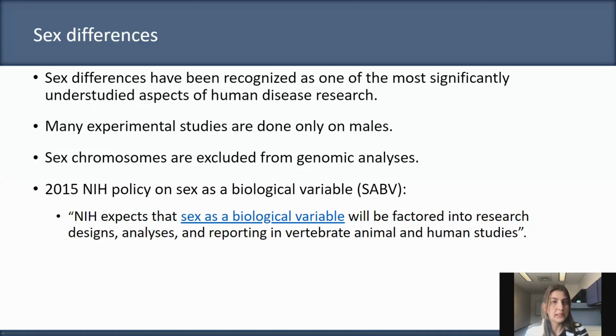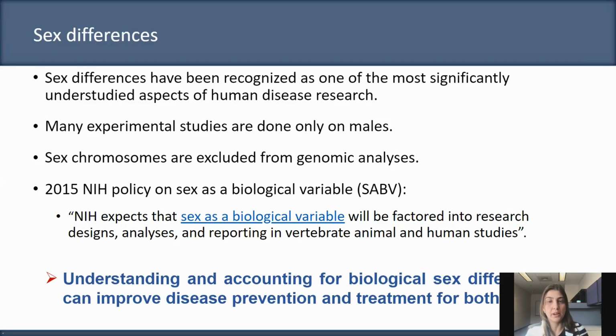So in 2015, the NIH introduced a new policy where they stated that sex as a biological variable will be factored into research designs, analysis, and reporting across all studies. And if we're able to really account for sex and also to understand the molecular mechanisms associated with these sex differences, we can think that we will be able to improve disease prevention and treatment for both sexes.